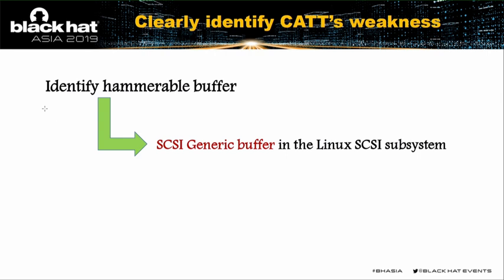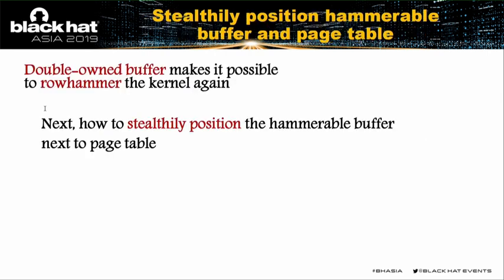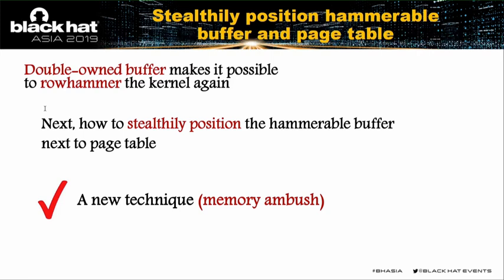So up to now, we have identified the cat's weakness. Next, we have to stealthily position the hammerable buffer next to the page table. And we have proposed a new technique, the memory ambush, to address this problem.